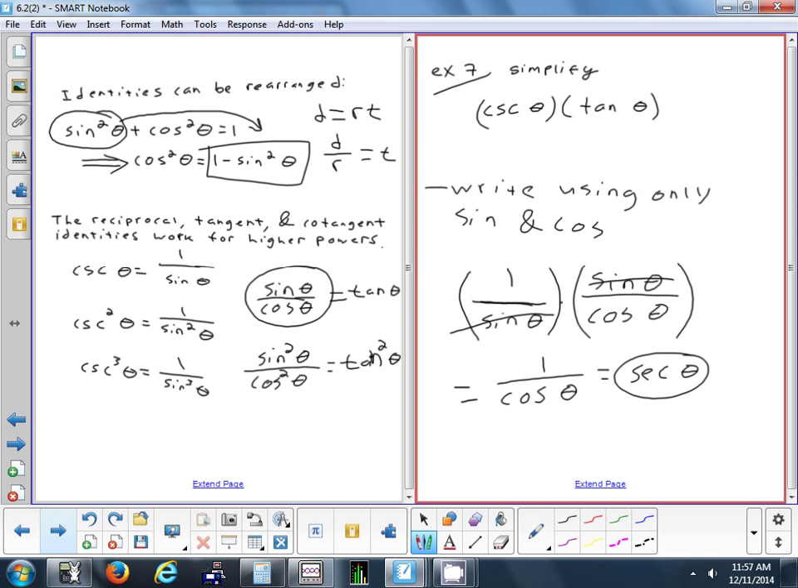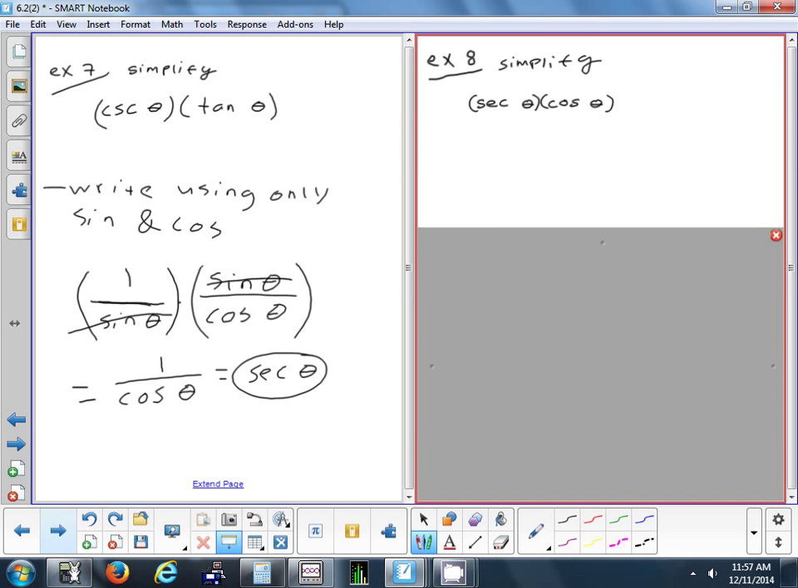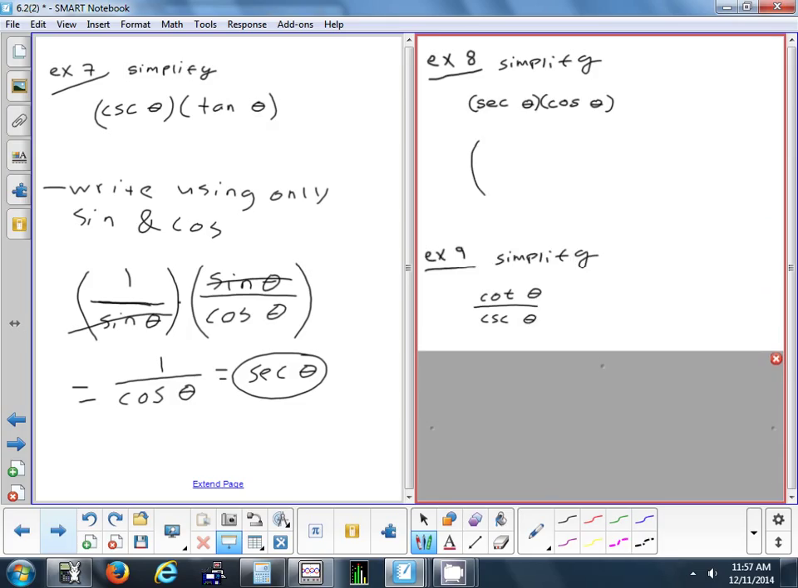So we took an expression that looked kind of complicated, had 2 trig functions. Somehow we changed it to sine and cosine, so things canceled out, and we ended up with something a lot simpler, with just 1 trig function. Okay, let's try this one. If we have time, we'll try the last one, but that'll be the last one if we do it.